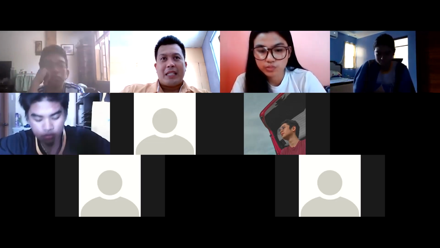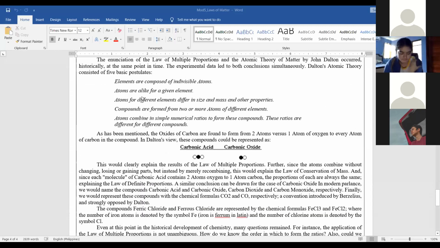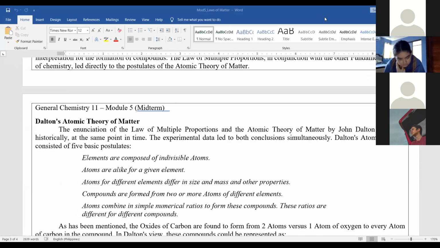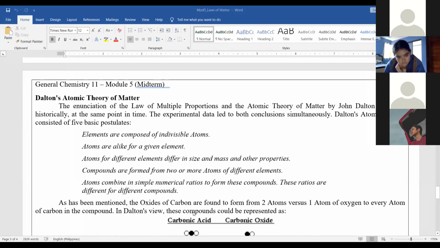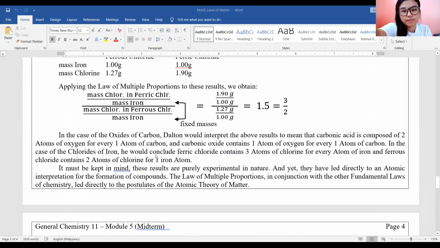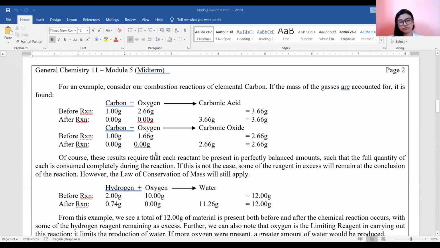Now let's go to your module class. How will we understand further the three laws? Because Dalton's atomic theory is just the capsulated explanation of the three laws of matter. So we have here the further explanations of the theories above. We have elements that are composed of indivisible atoms. Atoms are alike in a given element and the likes. So let's first go back to the law of conservation of mass.